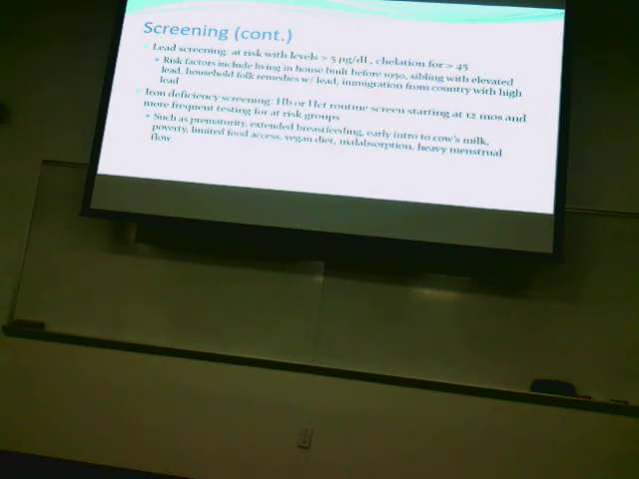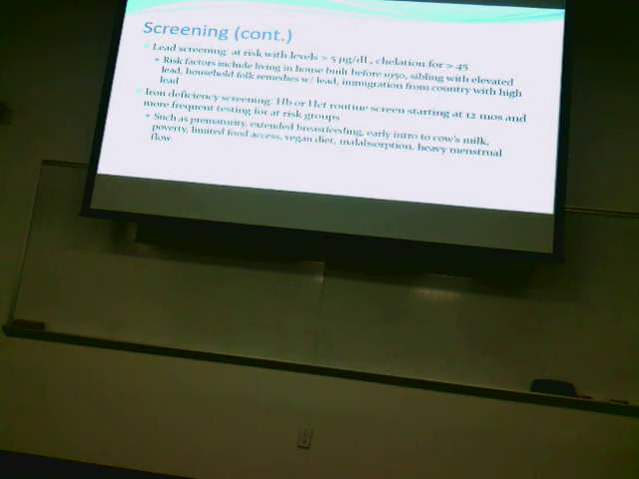And if it's as high as greater than 45, then you want to consider chelation therapy because they're at risk of developmental symptoms from that. So the risk factors for that are a house built before 1950, sibling with elevated lead levels, household folk remedies with lead, immigration from a country with high lead levels.